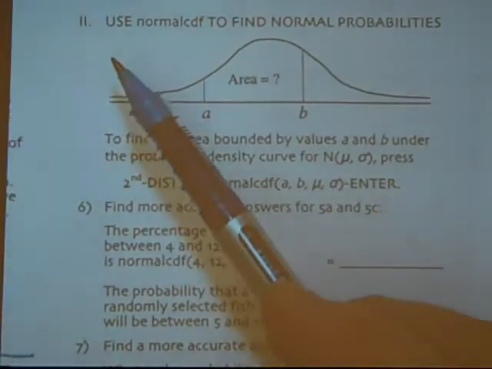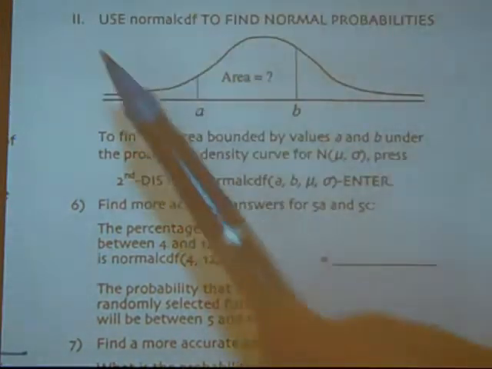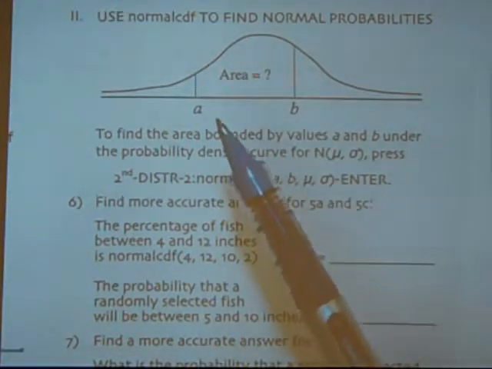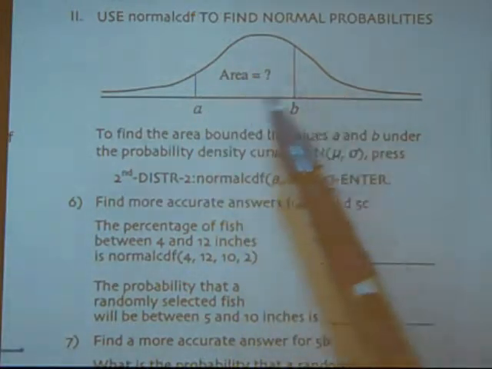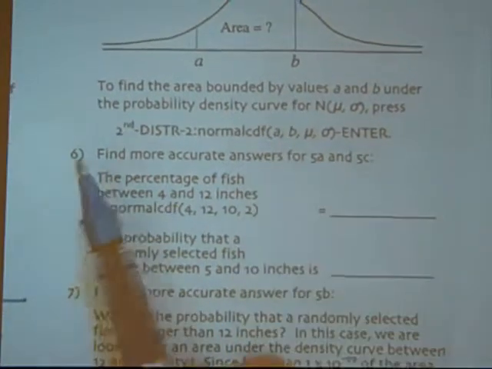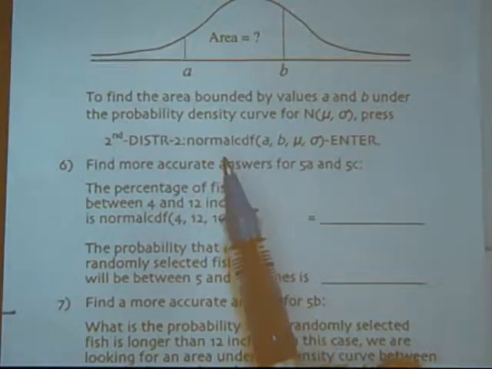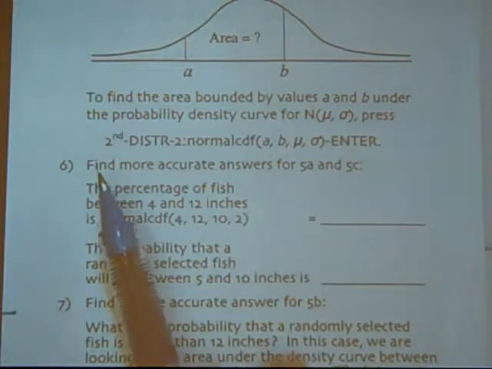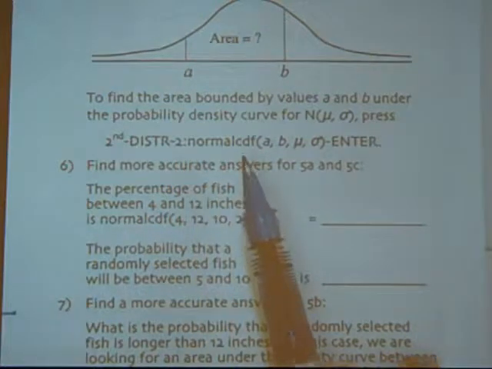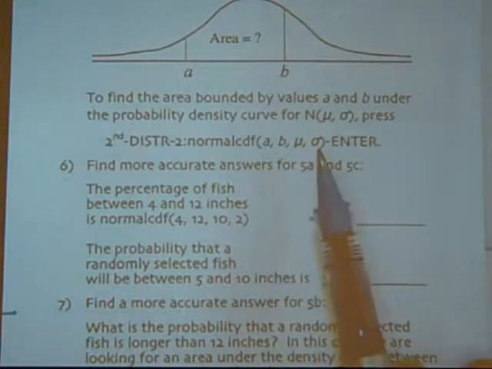Now here we leave the 68, 95, 99.7 rule and we look at doing it more accurately with the help of a calculator. The calculator is really great for finding the area between any lower and upper endpoint on here. You just use this syntax, normal CDF, normal cumulative distribution function. It's on the calculator's second function, distribution, and the second option is normal CDF. Lower endpoint, upper endpoint, and then specify the mean and standard deviation.